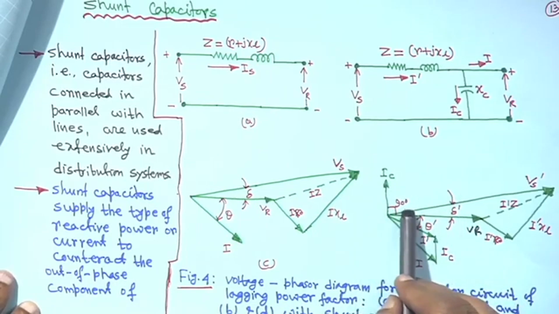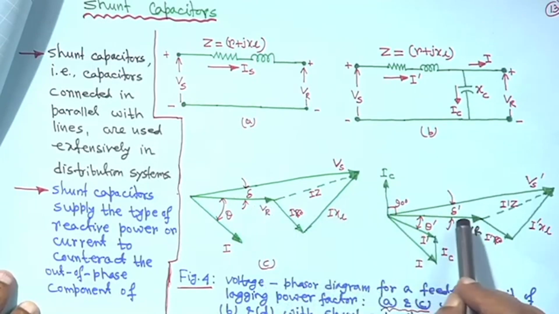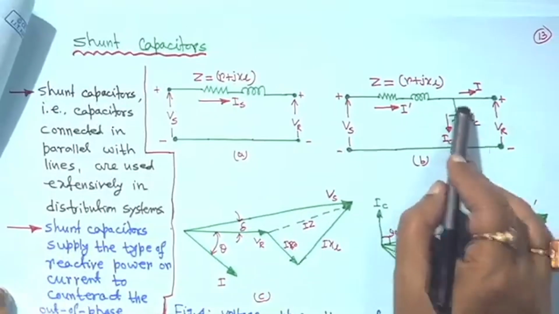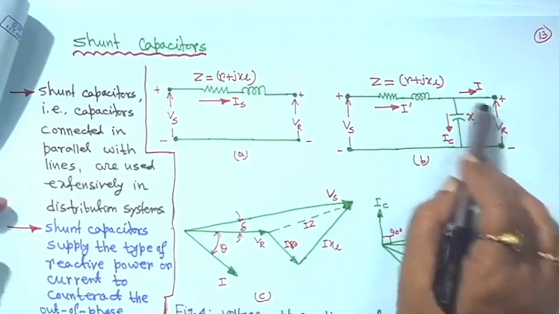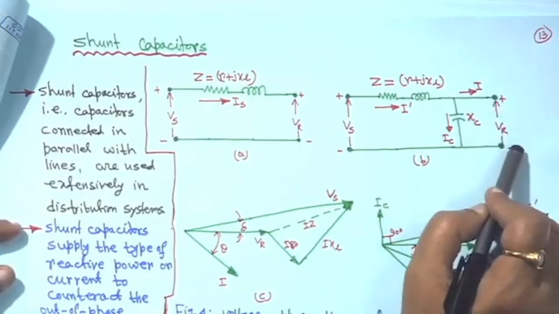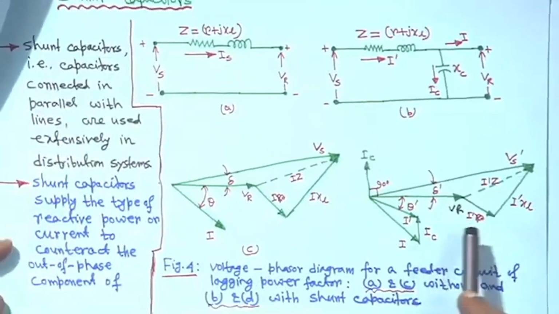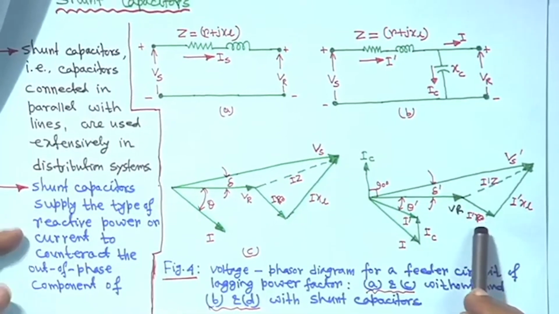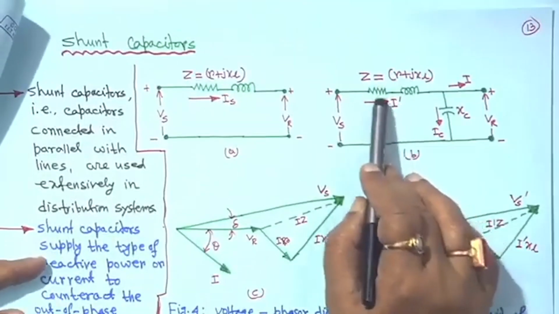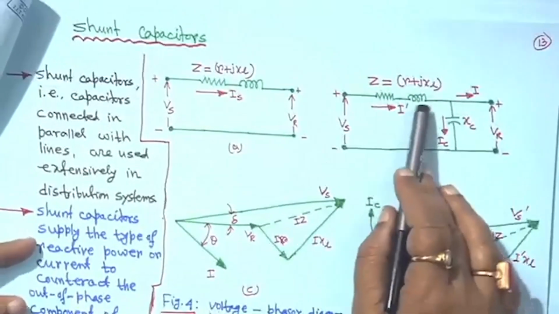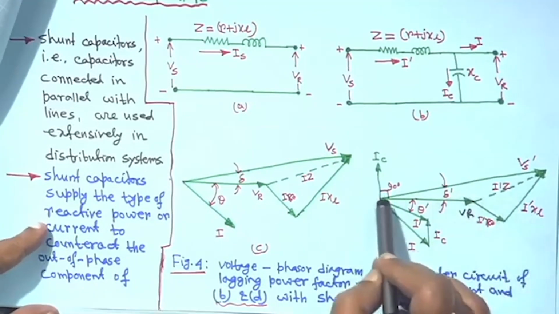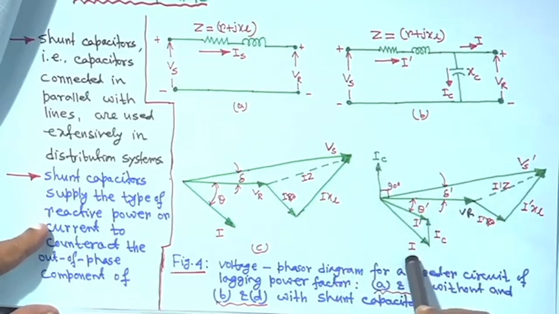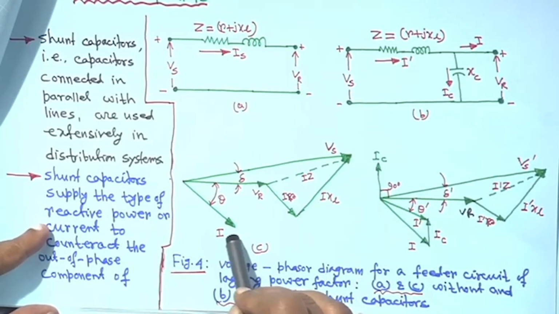This angle is 90 degrees, and suppose this angle is delta dash. From this diagram you can make out that the current I dash is equal to IC plus the current I going to the load at the receiving end side, right. So this is I dash R, because here it is I dash into R, plus I dash XL, and this current is IC. This current is I, that is the current without any capacitor.